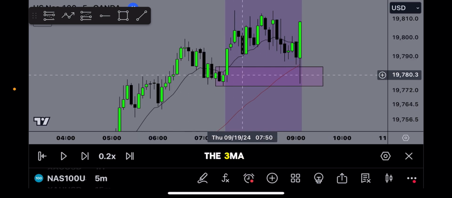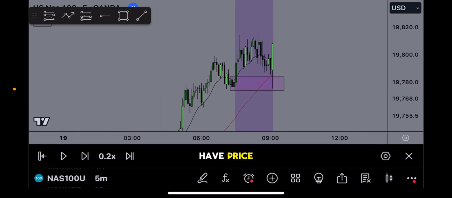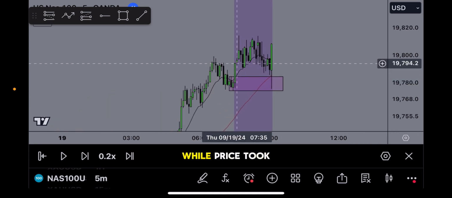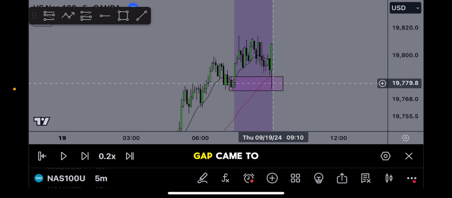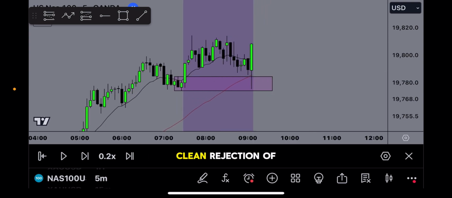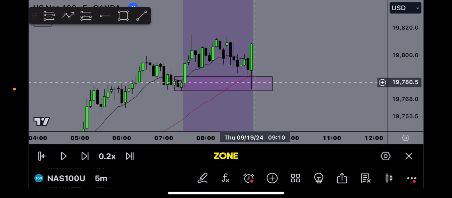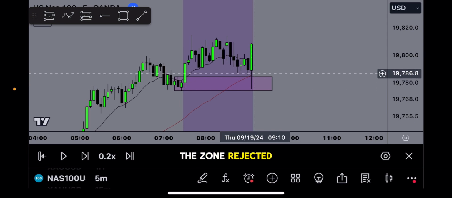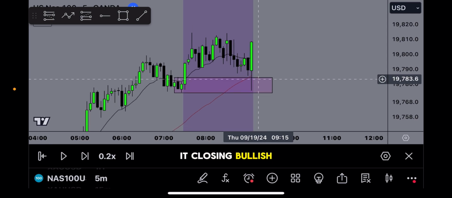Also, we have the 3 MAs under price, right? And then right here we have price. It took a while, but it came down and finally, boom, cleared the gap. Came to the 50 MA, rejected off of it, gave us a clean rejection of the zone, right? Price did not close in the zone. Price just came to the zone, rejected, nice wick, and rejected off of it, closing bullish, right?